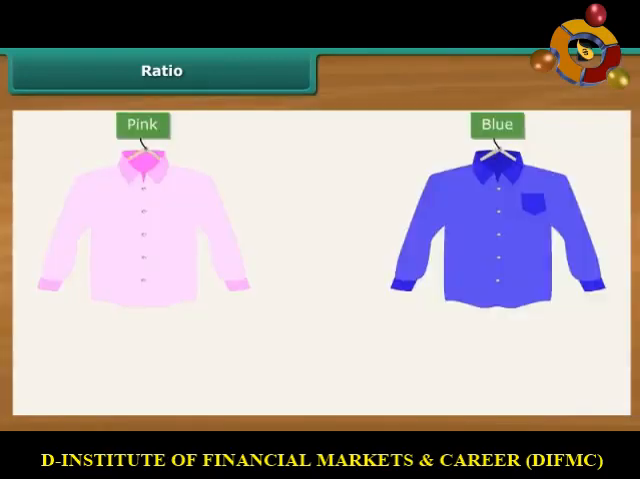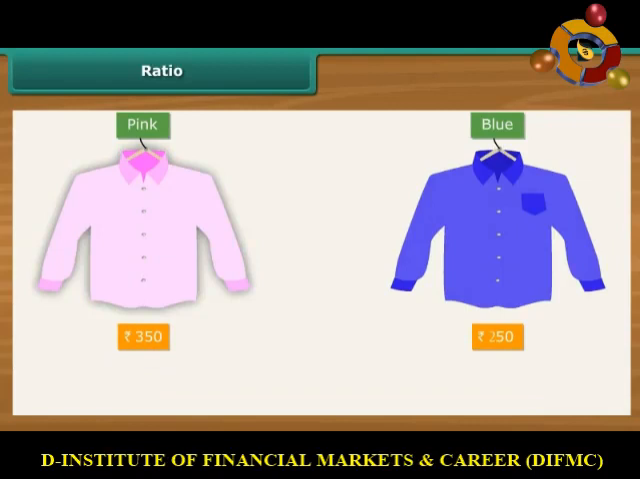Similarly, suppose Ritu buys 2 shirts, one pink and the other blue, costing rupees 350 and rupees 250 respectively. We say that the pink shirt is costlier than the blue one by rupees 100.